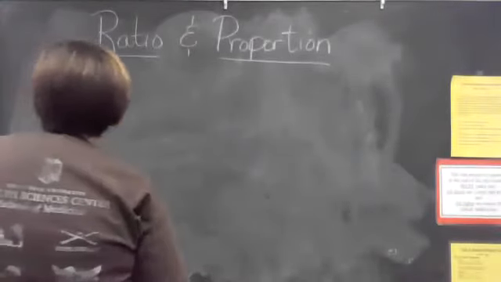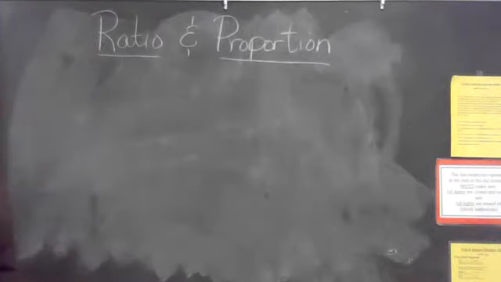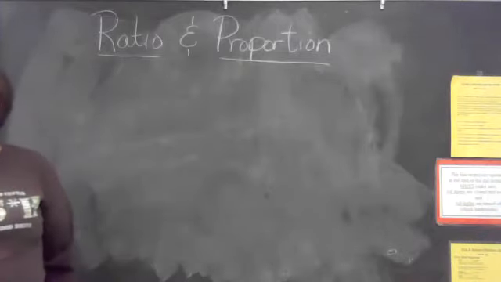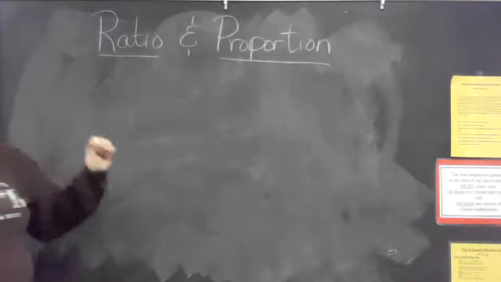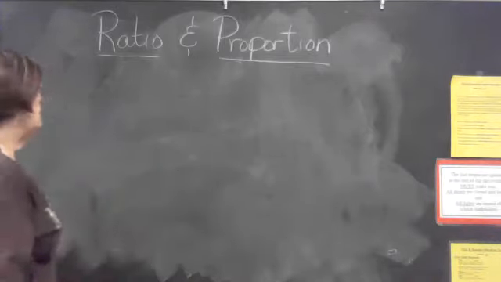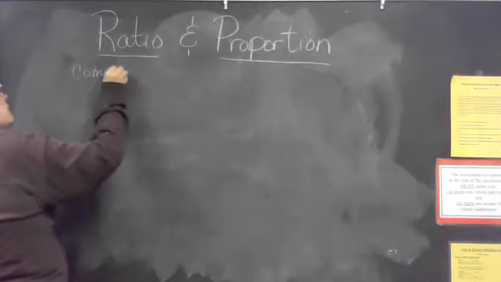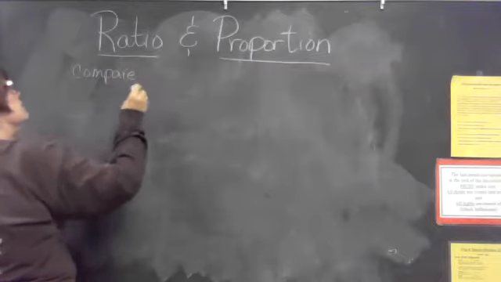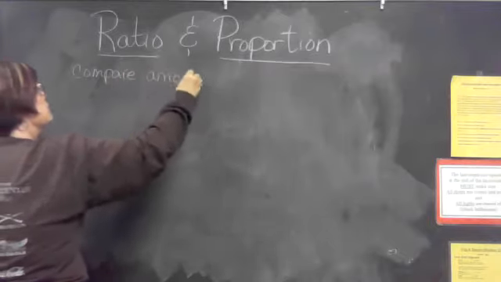Ratio and proportion. Ratio is very, very similar to a fraction. It has a top number and a bottom number. It is comparing numbers. Let's say amounts or numbers.